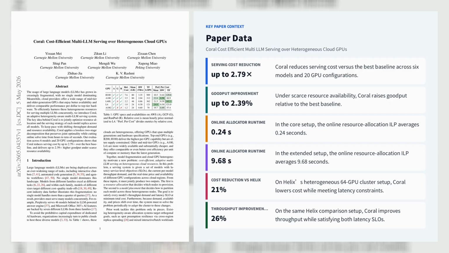under scarce resources. Compared with Helix on a heterogeneous 64 GPU cluster, it lowers cost 21% and improves throughput 26% while meeting latency constraints. The key technical insight is that mixed GPU replicas, such as L40S plus H100 or A100 plus H100 serving templates, can fill throughput gaps and resolve cross-model contention that homogeneous or per-model greedy policies cannot.